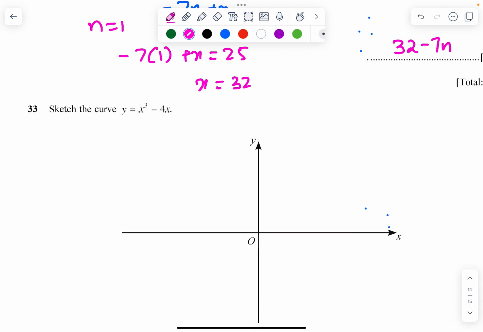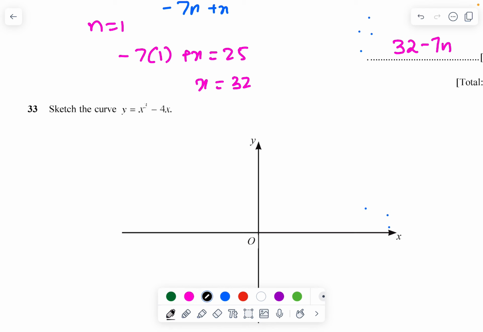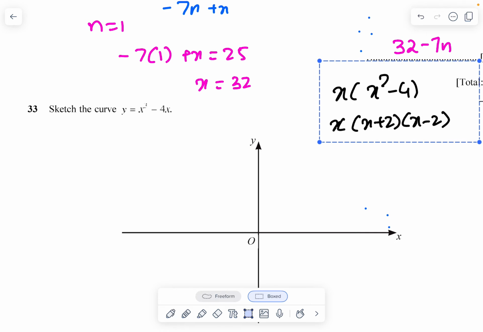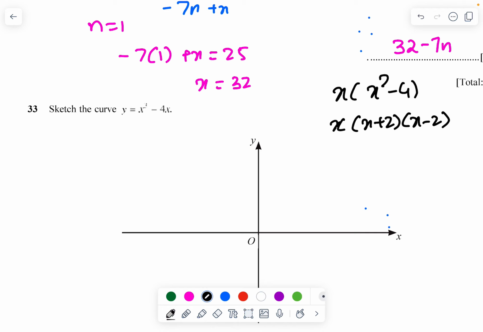33rd question, x cubed minus 4x. Take x common. It becomes x squared minus 4. So it becomes x times (x plus 2) times (x minus 2). So that's going to be the factorization. So then the roots are going to be 0, negative 2, and positive 2.